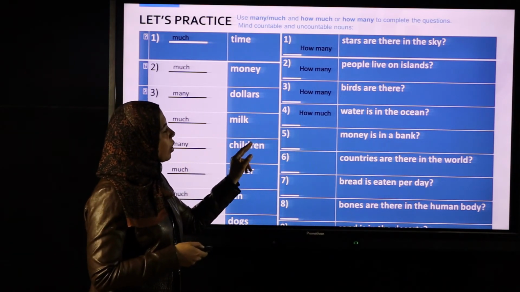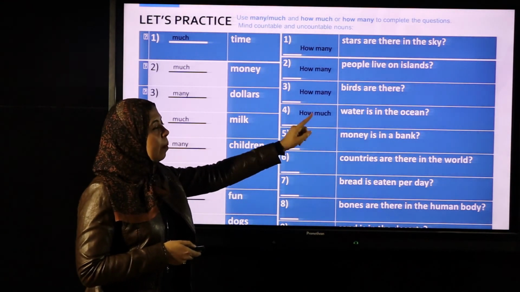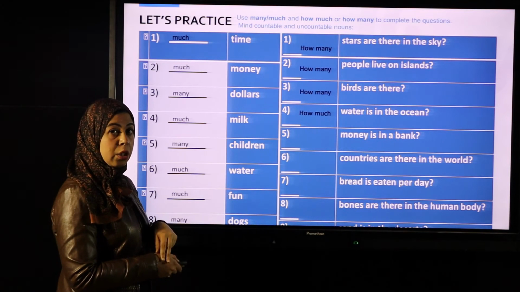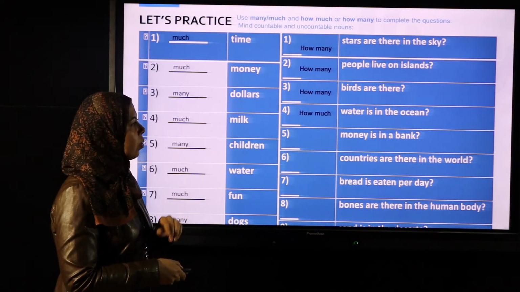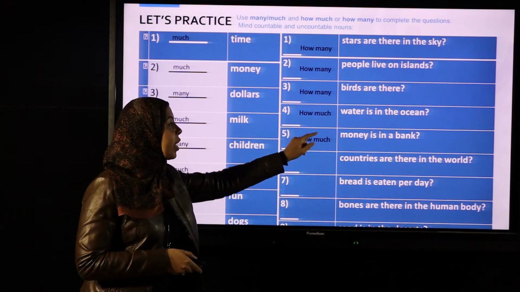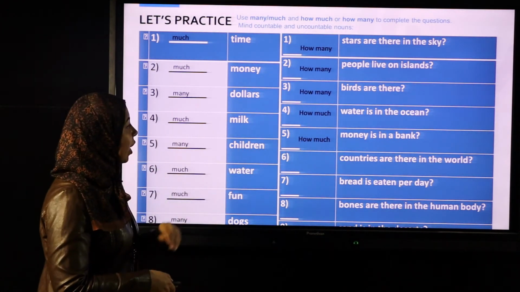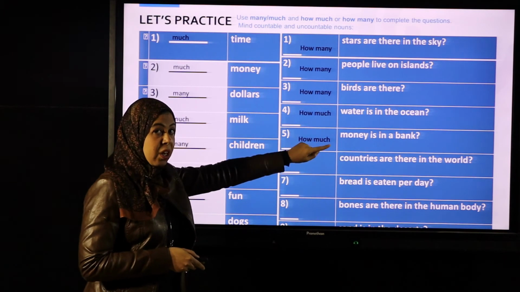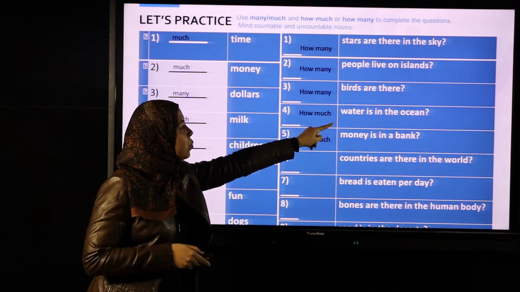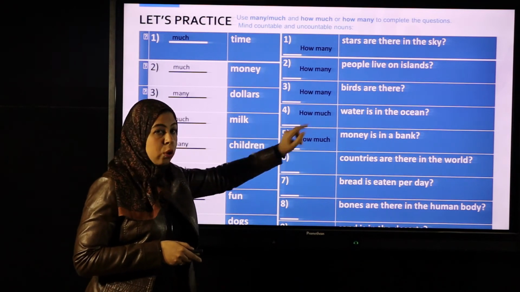How much or how many money is in a bank? What should I use with money? Can I count money? Not dollars, not pounds. Yes, we will use how much because I cannot count money. And I use the is with money because I cannot count it, like what we did with water. I use the is with it because I cannot count water.